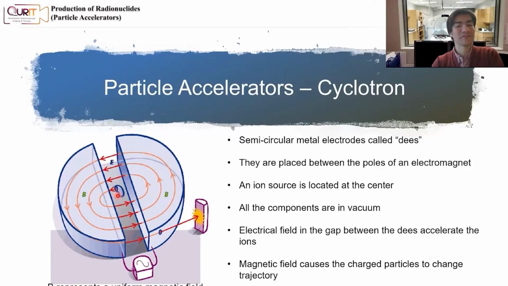We place the ion source at the center, and this is going to be in vacuum. There's a gap between the 2 Ds, and in that gap, we're going to put an electric field. That electric field is going to accelerate the particle in one direction. Because we have charged particles and a magnetic field, that particle is going to change direction. When the particle gets here, we change the direction of the electric field and accelerate a little bit more, and so on. It's going to gain more and more energy. That's why it's going to go in a bigger diameter circle.